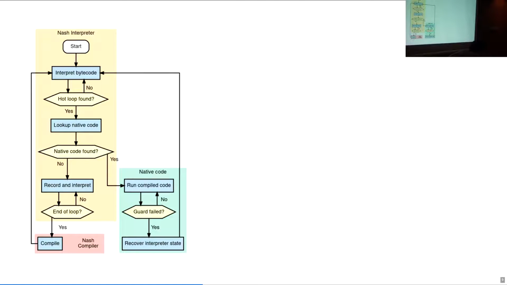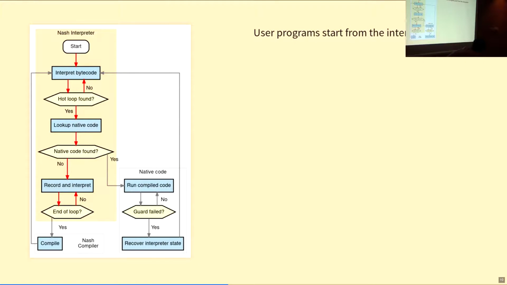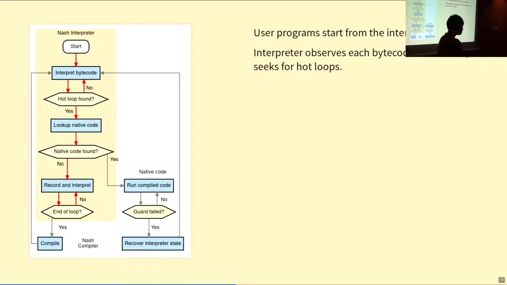The diagram shows the control flow of Nash running a user program. The control flow has three key components: the interpreter, the compiler, and native code. The user program starts from the interpreter. While it interprets the bytecode, the interpreter observes each bytecode instruction and seeks hot loops. Certain instructions are treated as loop beginning instructions, such as backward jumps and function calls. The Nash interpreter runs slower than Guile's plain bytecode interpreter in this phase because it needs to detect the hot loops.